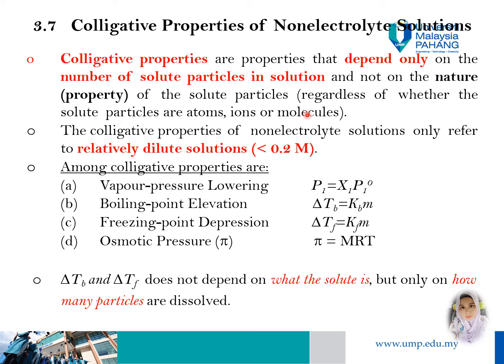Colligative properties are the properties that depend only on the number of the solute particles in the solution and not on the nature of the solute particles. For example, vapor pressure lowering, boiling point elevation, freezing point depression, and osmotic pressure.